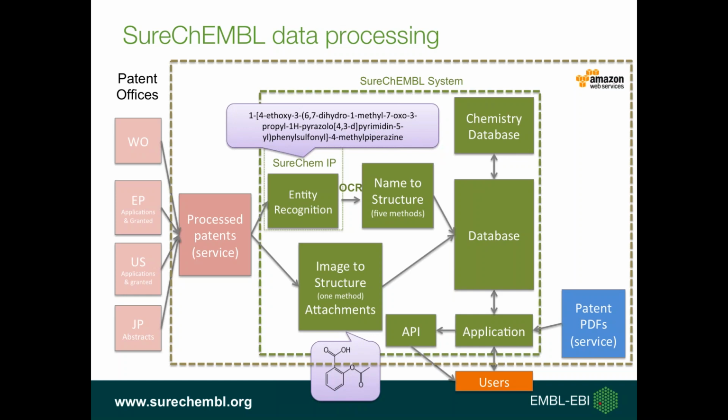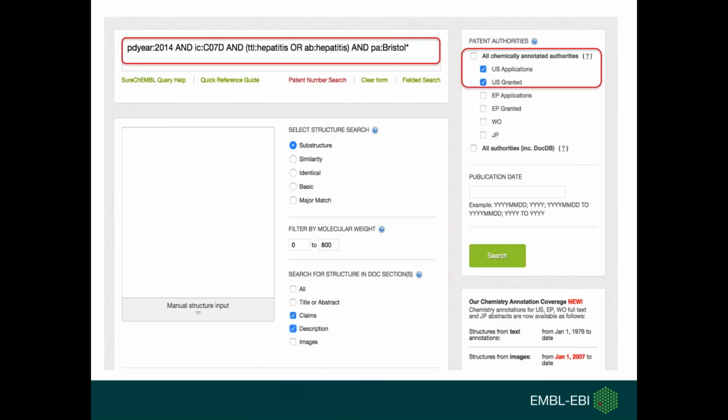It will try to find the chemical entities, convert them to structures, store them to the database, so that this information is accessible via the interface. And this is how the interface looks like if you go to SureChEMBL.org. So, for example, you can start querying this database.